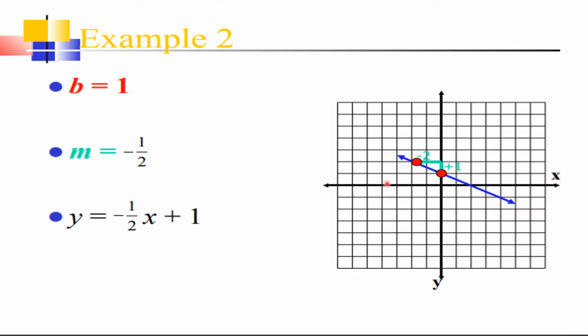Alright, how about if we have this? Again, we need to locate the y-intercept. That is on the y-axis, on the vertical line. So, meaning to say, our ordered pair for our y-intercept is (0, 1). That's why b is equal to 1.